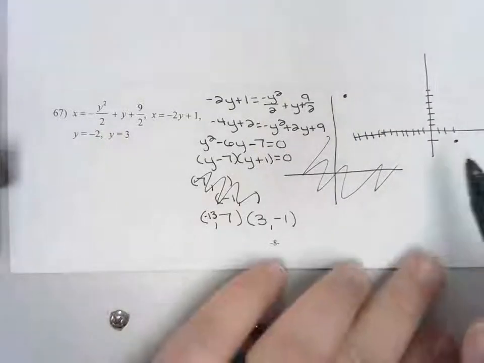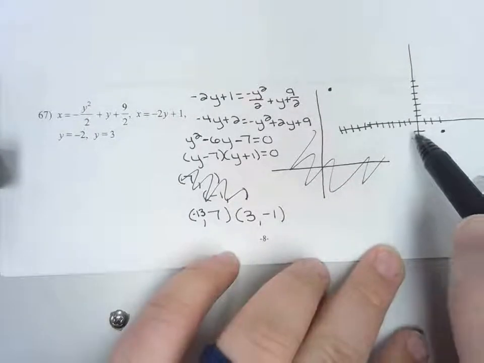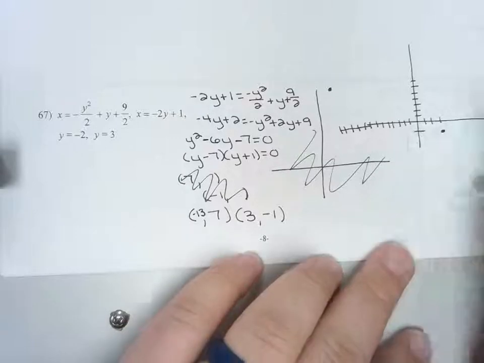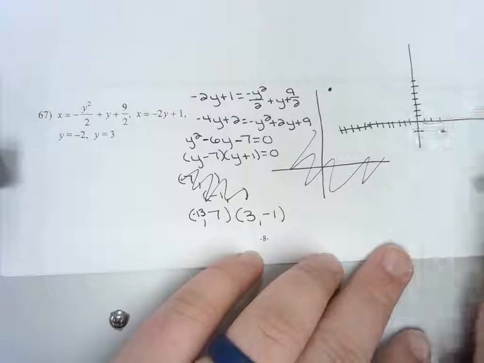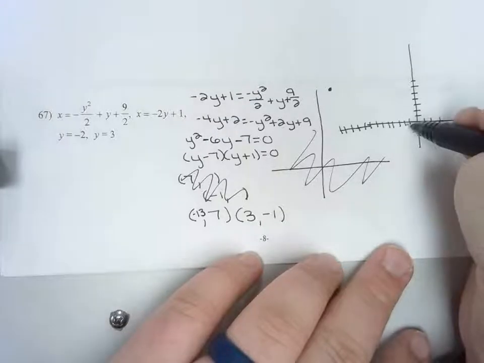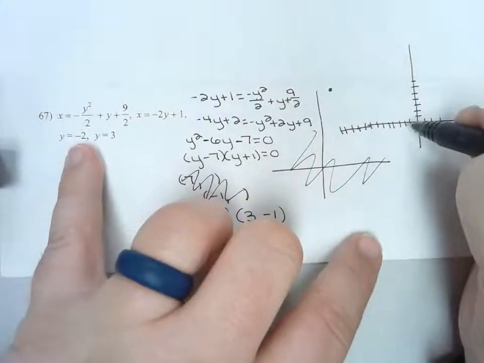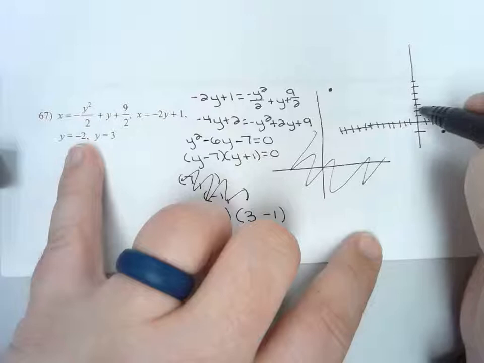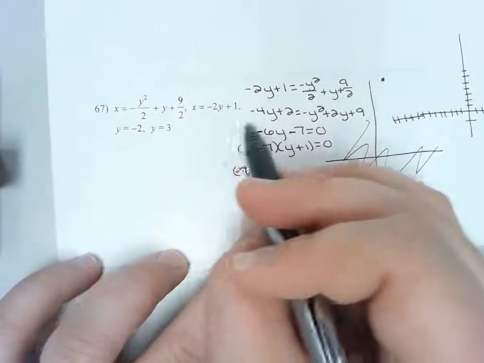If I graph y equals negative, I'm only worried about between y equals negative 2 and y equals 3. So here and here. Let's just plug in points and see. If I plug in negative 2, let's see. Let's graph this real quick. This line we can graph.